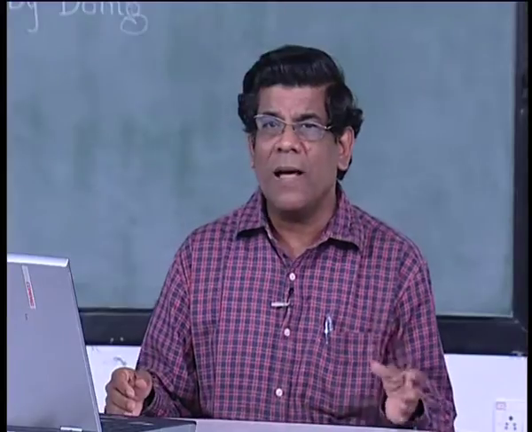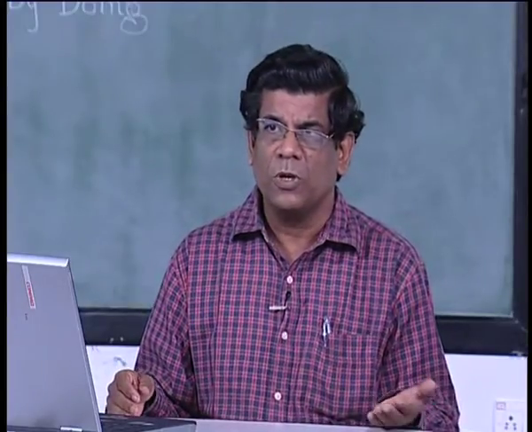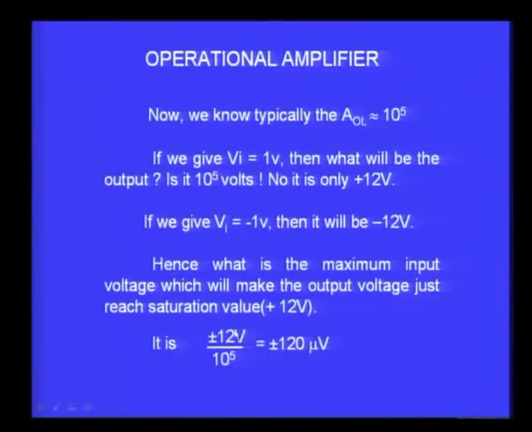So, that shows what will be the limit of the input voltage. The limit at the input voltage should be plus or minus 12 volts, which is the limit for the output voltage, divided by the gain gives me the input voltage. So, plus or minus 12 volts by 10 power 5 gives me plus or minus 120 microvolt. I have multiplied numerator and denominator by 10. So, it is about 120 microvolt.